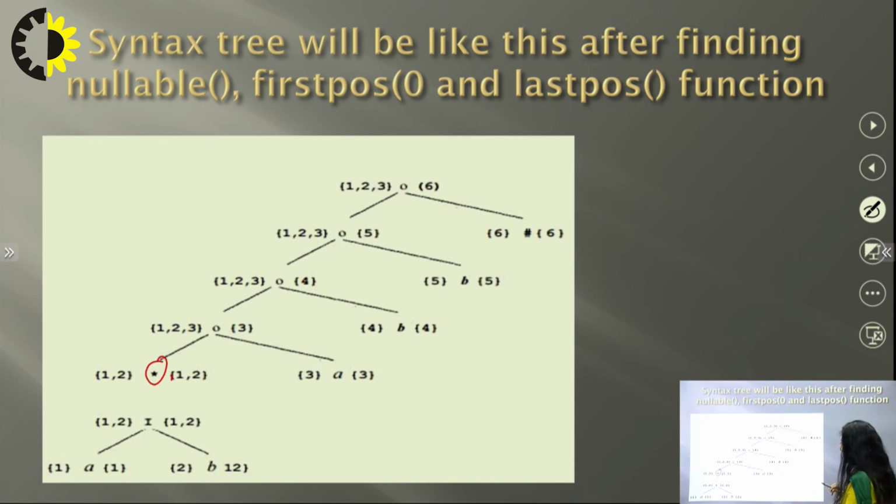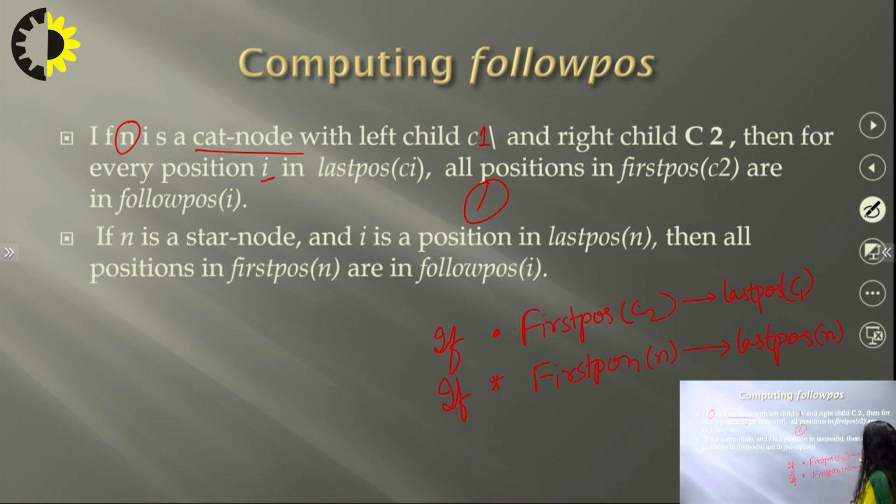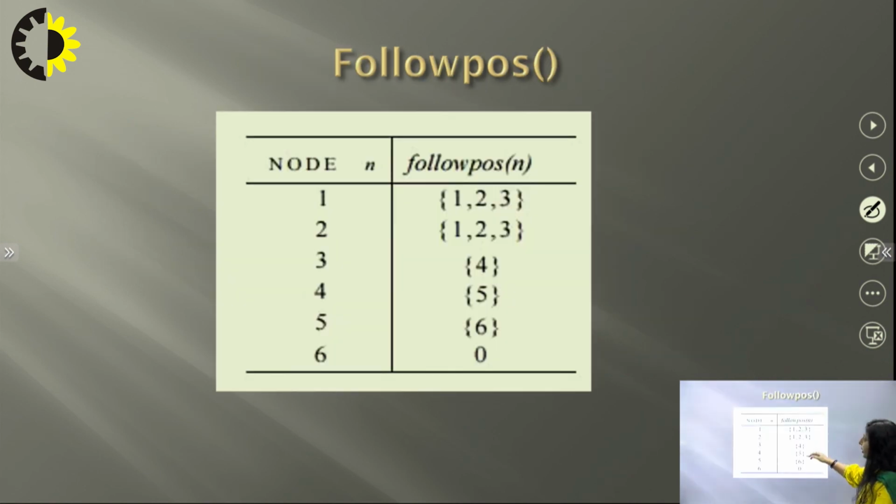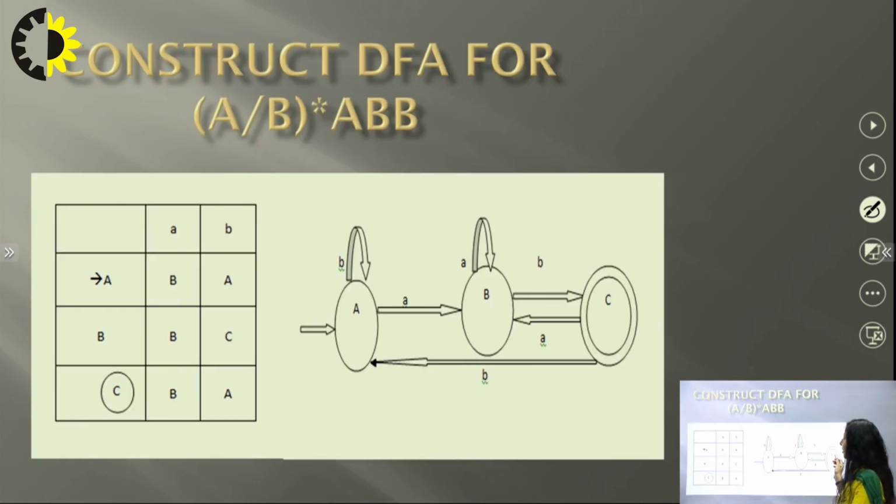So by using these rules, we can compute the followpos for the star node as well as for the concatenation node. After computing the followpos, we get this table where n is the nodes, and the followpos of each node. Then we have to construct the table or the DFA.